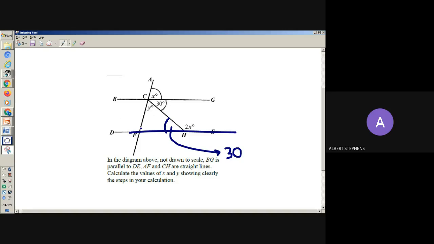So if over here is 30 and over here is 2x, it means that 30 plus 2x is equal to 180. Very good. That's how you reason it out. So this definitely is a straight angle, so I can definitely say that it is equal to 180. And then you solve for x. Mind you, you might get the same answer, but you have to reason it out logically.